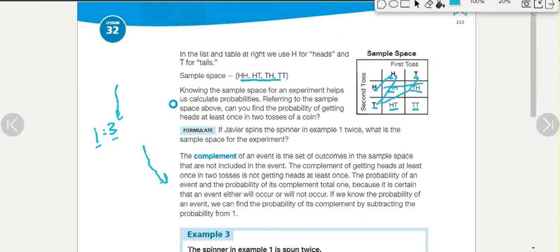Okay? So there was a 3 out of 4 chance of this. There was a 1 out of 4 probability of that. If we put those together, it's worth 1. The complement is everything we're not hoping to have happen. Really, it's the unfavorable outcomes in my mind.